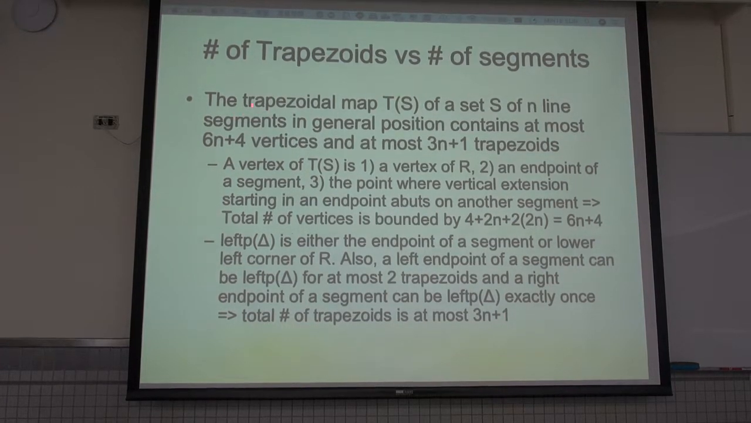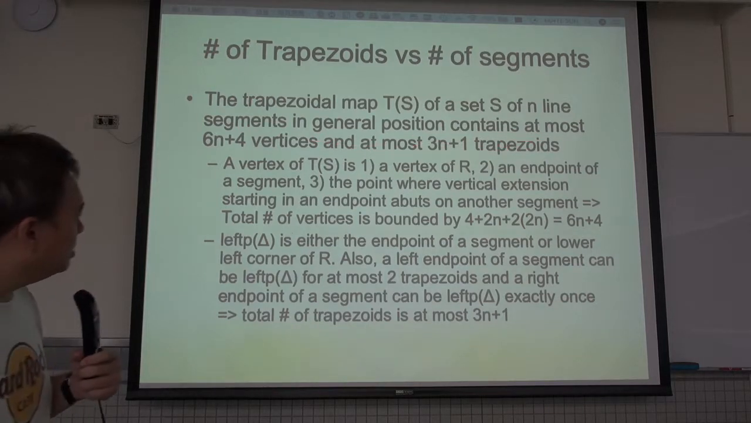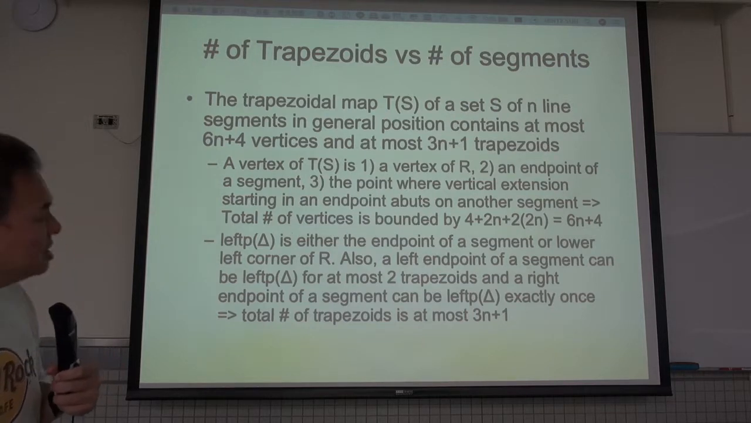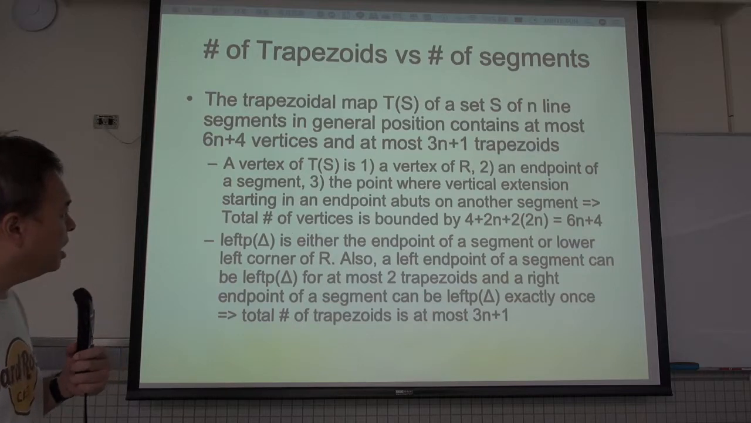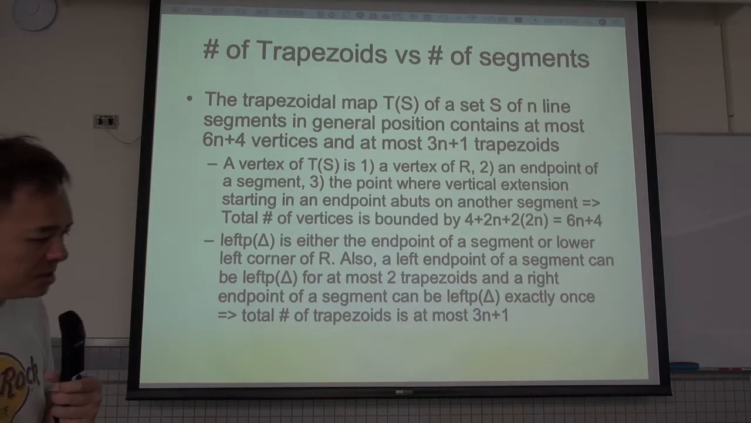Okay, the trapezoidal map of a set S of n line segments in general position contains at most 6n plus 4 vertices and at most 3n plus 1 trapezoids. That means a linear number of vertices and a linear number of trapezoids. So how can we reach such a conclusion?